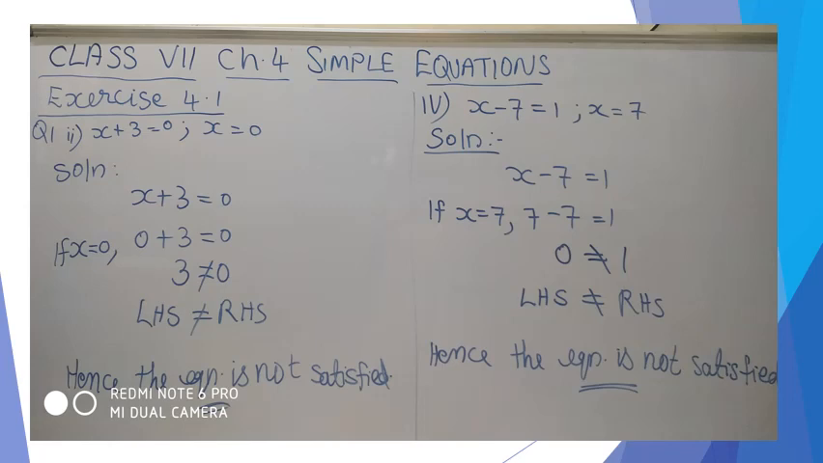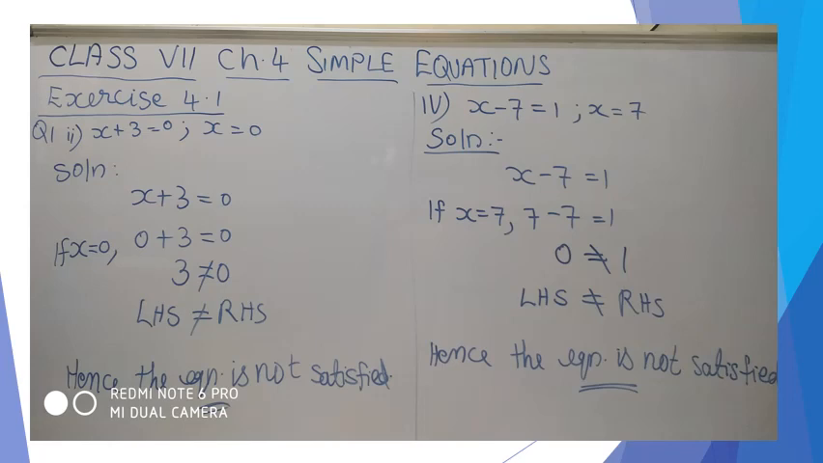Exercise 4.1, question number 1, second part. x + 3 = 0, x = 0. We have to check whether the equation is satisfied by the given value. x + 3 = 0. If x = 0, substitute the value in the place of x. We get 0 + 3 = 0. That is 3 not equal to 0, LHS not equal to RHS, hence the equation is not satisfied.